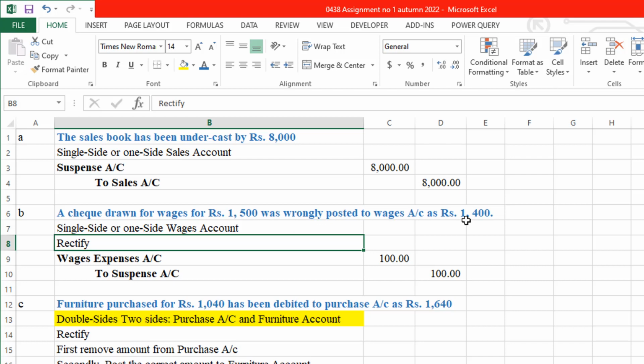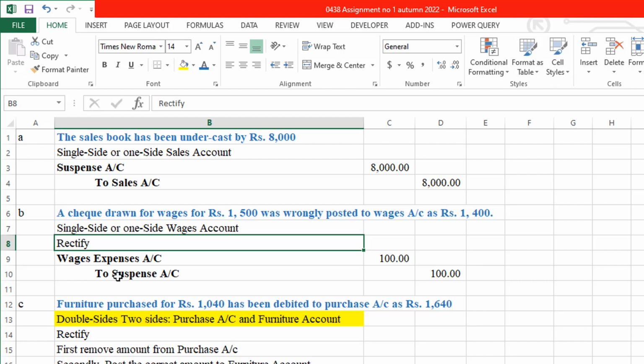1400. So we need to increase the wages account by 100. Again, single account is involved. We introduce a suspense account, but look at this. Here suspense account is debit and here suspense account is credit. So suspense account moves as per the nature of the transaction. Sometimes it is debit and sometimes it is credit.